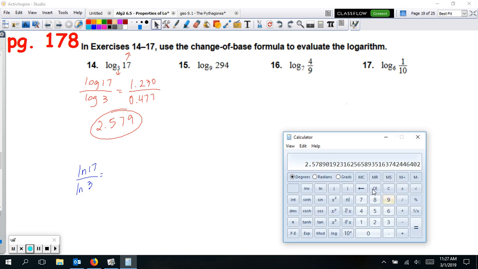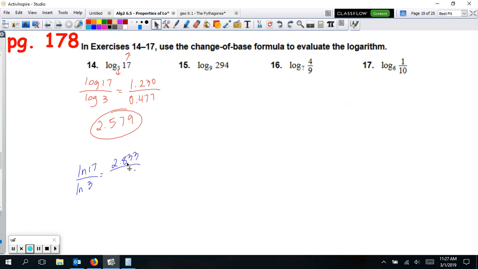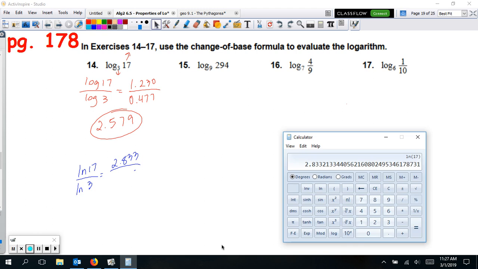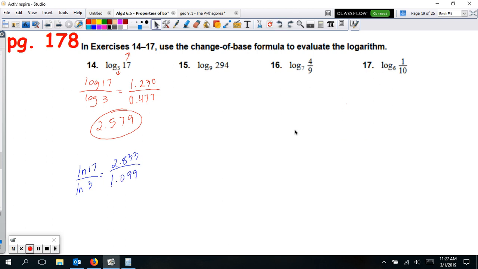Let me clear this, and now I'm going to hit 17 again, and this time the ln button, which is up here on the top. So ln gives me that number, 2.83, and so on. So that's that number, 2.833. And then I'm going to hit divided by again, and then 3, and then the natural log button again, the ln, and that gives me 1.098 or 97. So that's down right there, 1.099 actually I put down.